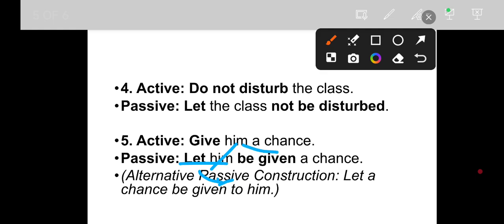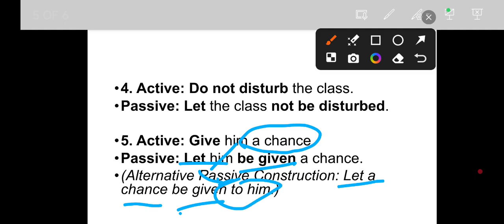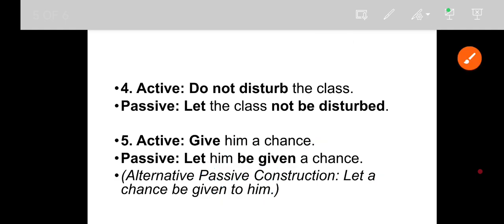Then in the second construction, you have taken let a chance, right? Be given, like, to him. So that will be at last. Means in the first passive sentence you have taken object one, him, first, then in the second sentence, a chance you have taken first. So the pattern will be changed, right?